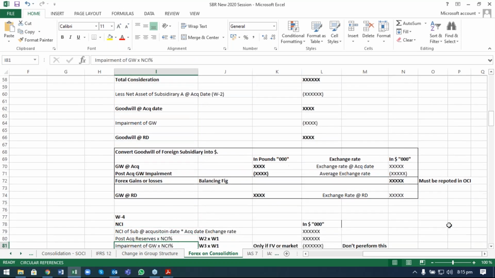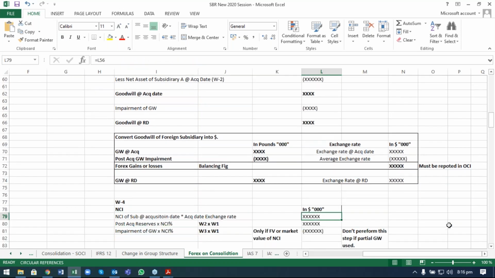While for non-controlling interest, you have to calculate the non-controlling interest in dollars altogether. So, non-controlling interest of the subsidiary at acquisition date multiplied by the acquisition date exchange rate. So that's something you will be getting out. Post acquisition reserve multiplied by the NCI percentage. These are always provided in dollars, and we have already converted into dollars. Impairment of goodwill: this impairment of goodwill is already converted into dollars. We need to multiply this one section.